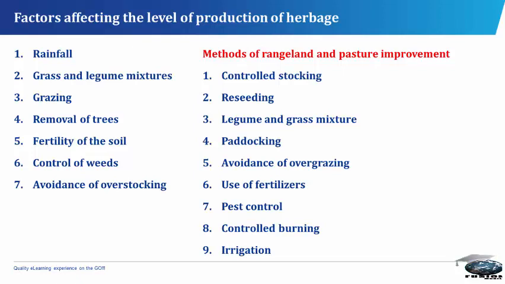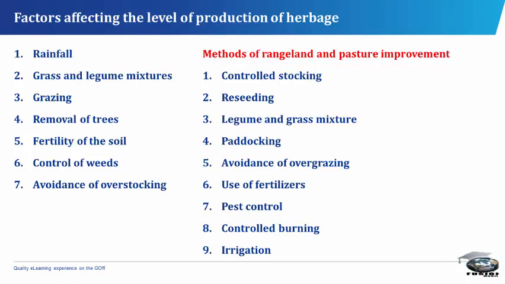Methods of rangeland and pasture improvement. To ensure the continuous availability of grasses and legumes, it is necessary to adopt some management principles that would lead to the improvement of rangeland and pasture. Such principles include controlled stocking, reseeding, legume and grass mixture, paddocking, avoidance of overgrazing, use of fertilizers, pest control, controlled burning, and irrigation. We'll take them one by one.